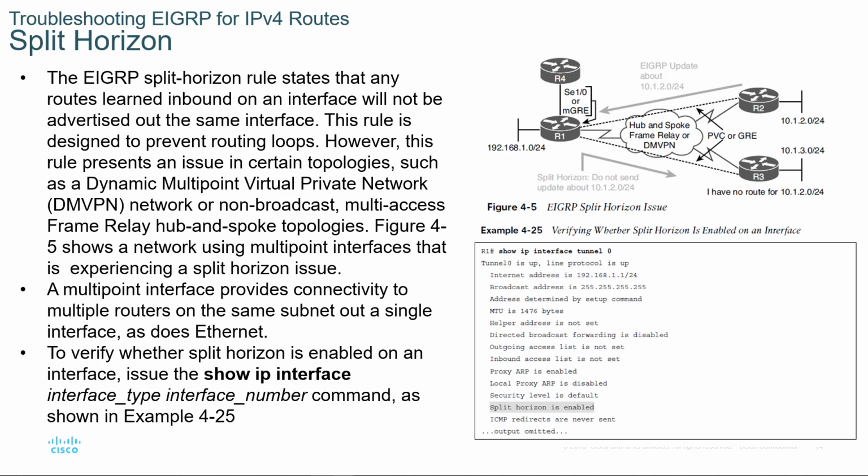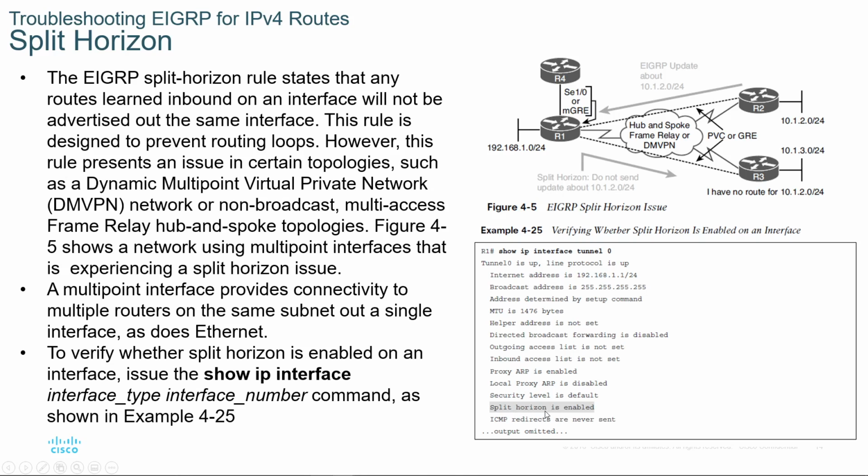Split horizon is our loop protection mechanism where we will not send updates out of the interface the update was received on. So in the example here, router 2 sends its update through and it'll be updated on router 1 and router 4, but not router 3, because it can't send it out of the interface that it received it on. So therefore, as it's a shared physical interface, it cannot send that update to router 3.